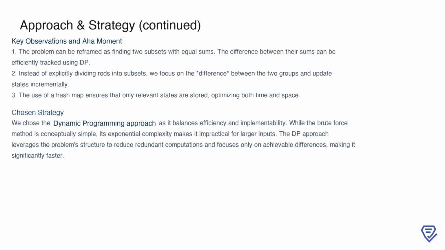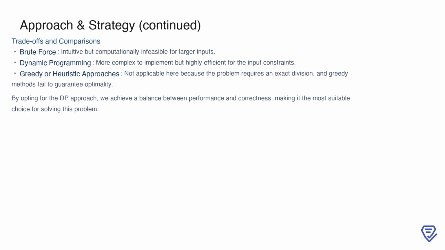While the brute force method may seem straightforward, its exponential nature makes it unsuitable for large inputs. In contrast, dynamic programming strikes an effective balance between efficiency and implementability, leveraging the problem structure to focus on achieving the optimal solution. Each approach to solving this problem comes with its own trade-offs. The brute force method, while intuitive, is computationally infeasible for larger inputs due to its exponential time complexity.